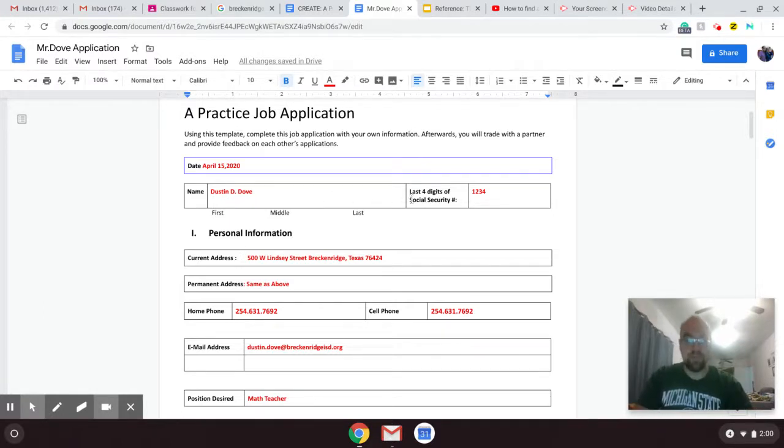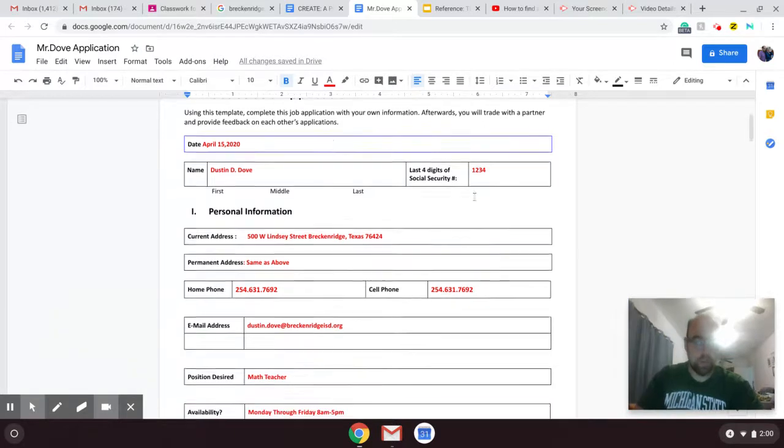Last 4 digits of my social. I didn't put that because you don't need to know that. If you know it, great, but you don't have to put it. Don't put your whole thing, but the last four of your social. So I put 1, 2, 3, 4.